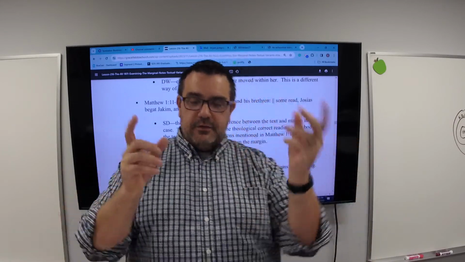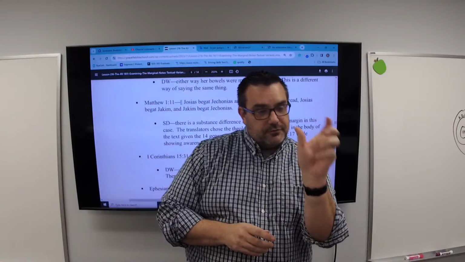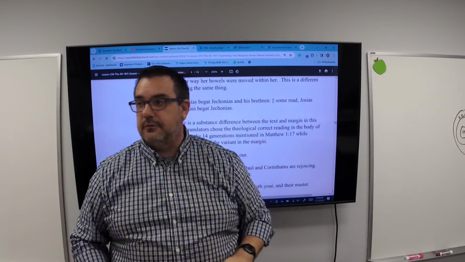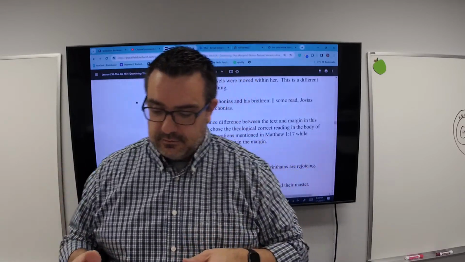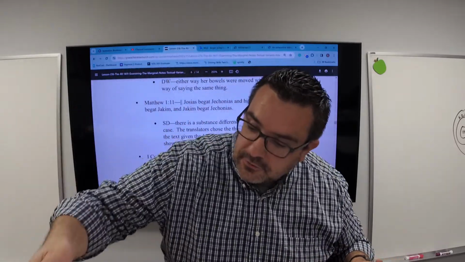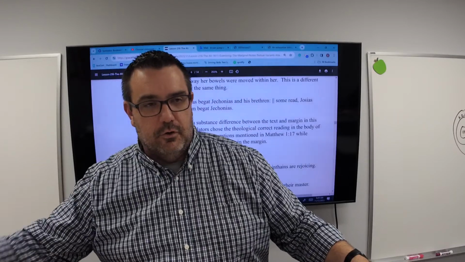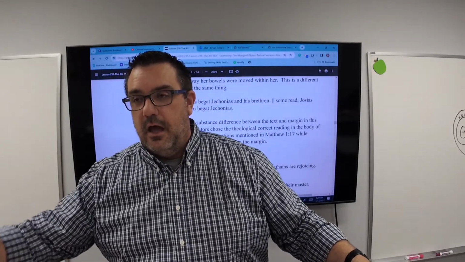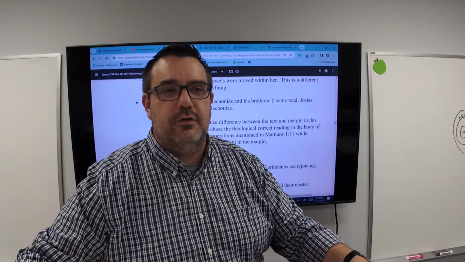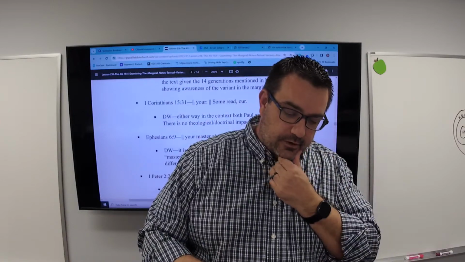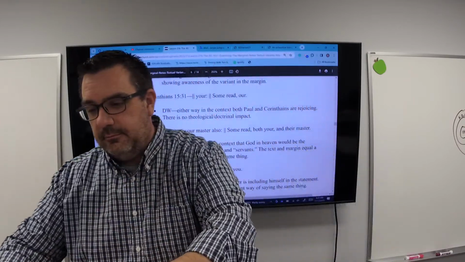So, is there a substantive difference then between what's in the text and what they noted in the margin in this case? I would have to say the answer is what? Yes. Yes, okay? But they make the correct choice in the text to make the math line up the way it needs to according to verse 17. And there's no textual dispute in how verse 17 should read. Okay, is everybody following that? 1 Corinthians 15:31 is the next one. Let's go there.